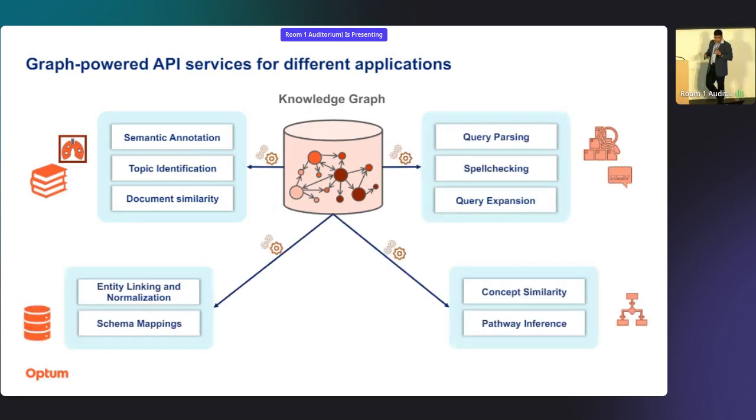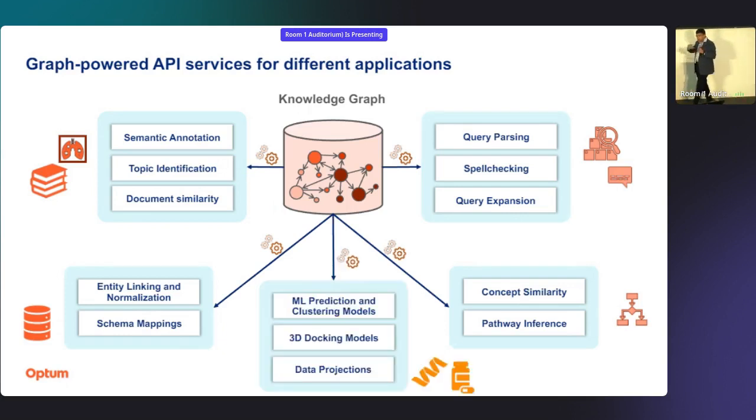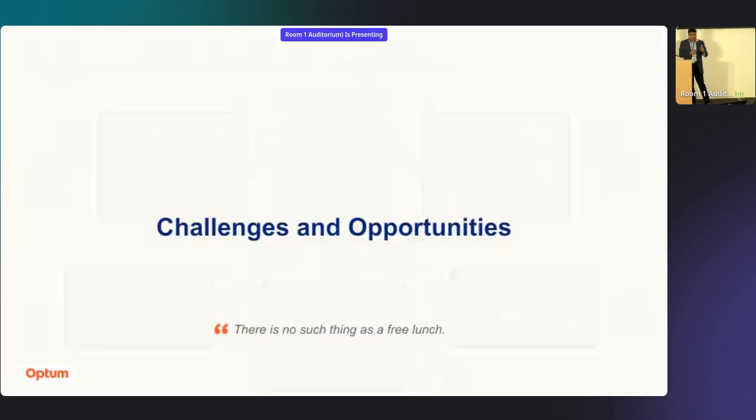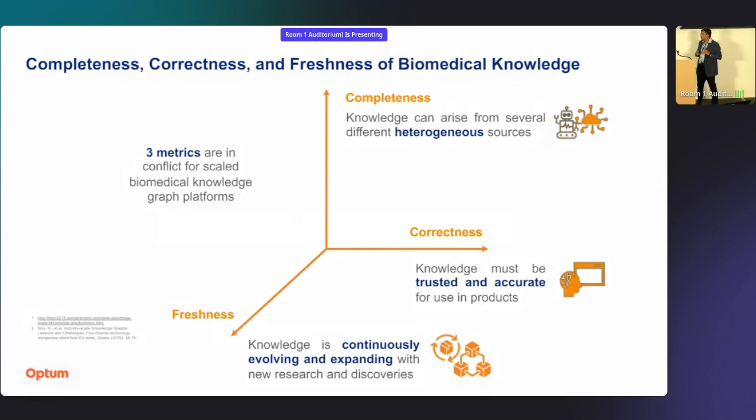But this can also be runtime services. For example, query parsing, spell checking, query expansion, doing concept similarity at runtime, pathway inference, things like that. And finally, this can also be more advanced API services that can do, say, ML prediction and clustering models, like transferring the knowledge into 3D docking models, computing data projections, things like that. So there are a lot of API services that need to be developed when you're thinking about knowledge graphs for use in all these different domains. So there are definitely a lot of different challenges and opportunities.